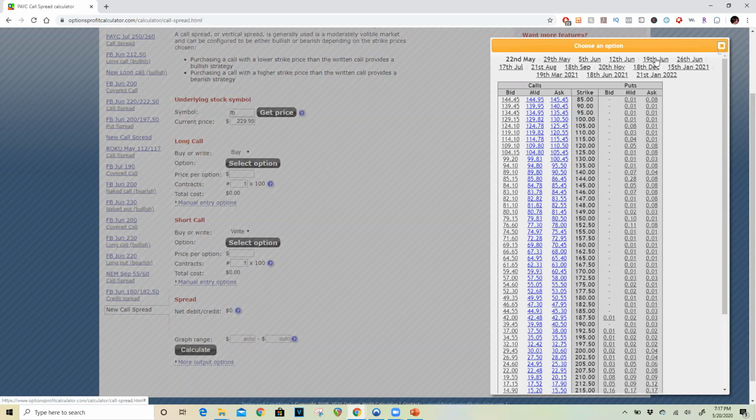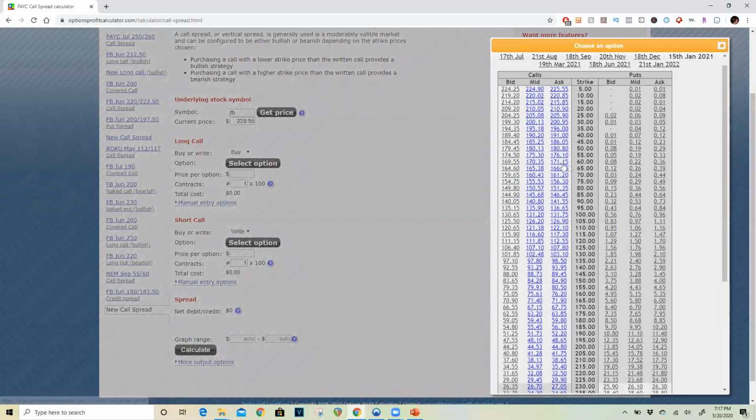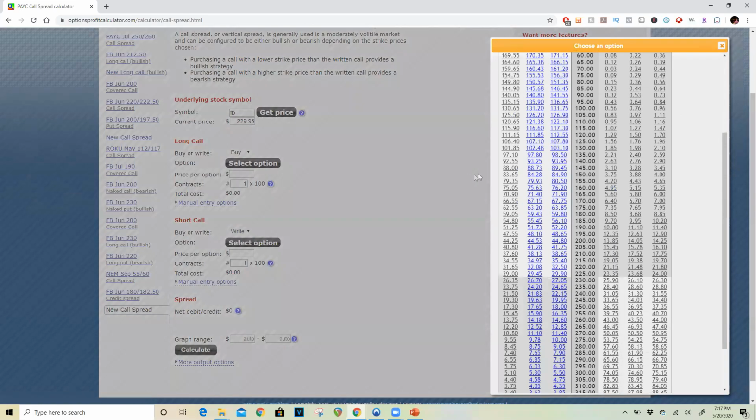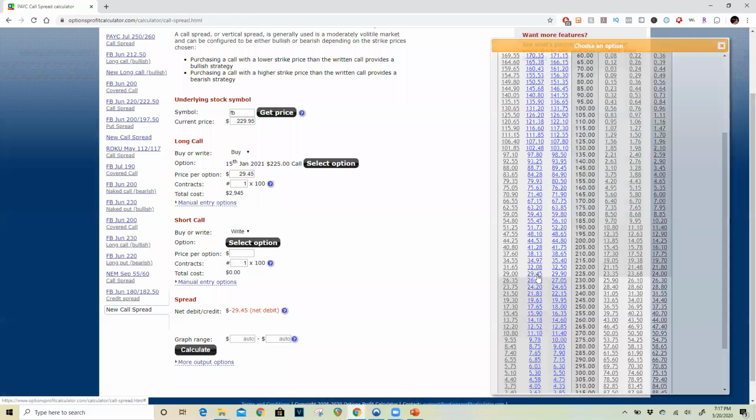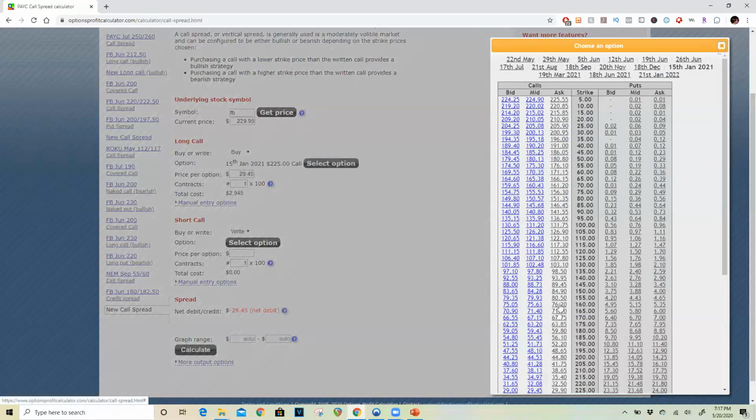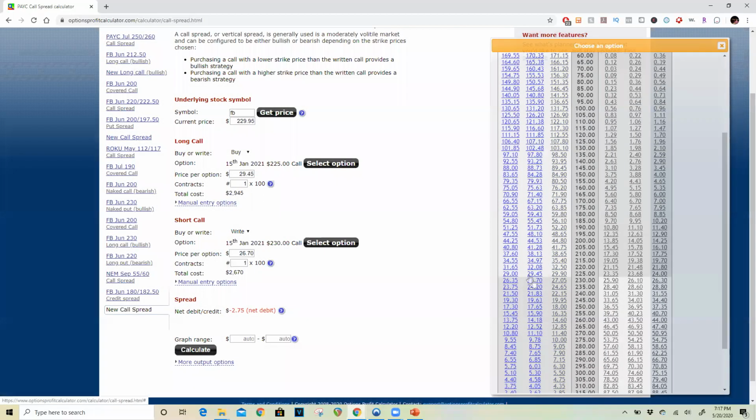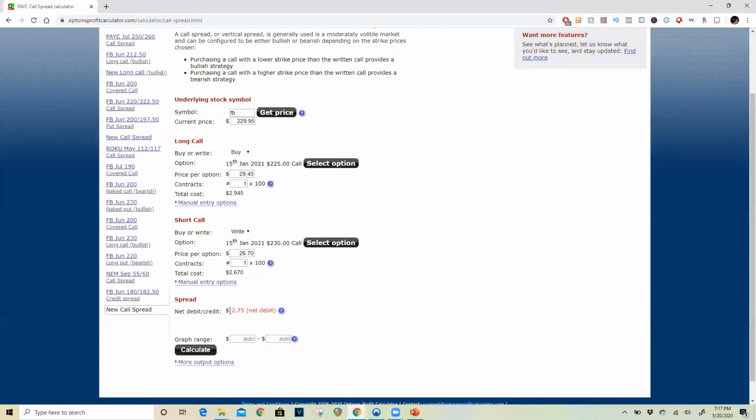So instead of just 1 month, let me take 7 months and go all the way to January, or 8 months. Okay. And to increase the profitability of it, let's say I choose a pretty low break-even price. So I want to buy a call with a lower strike price, so 225, for example, and then I sell a $230 strike price. And to open this, I have to pay $275 because this is a debit spread.